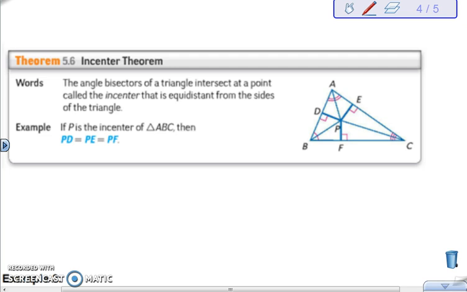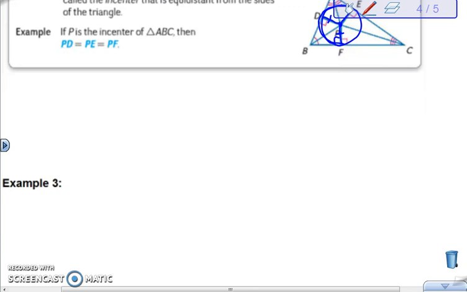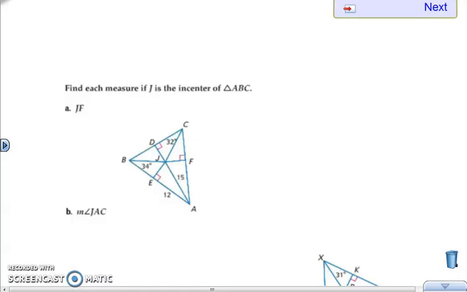One more little thing to look at. So the incenter, sort of like the opposite little setup of the circumcenter, right? So this time we'll notice that the incenter is the middle of a circle that's drawn inside of the triangle. So in this case, all of the little perpendicular lines touch the circle, so those lines have to be equal. If we have two equal segments with the little perpendicular lines, that means the angles are also bisected. So let's look at example 3.